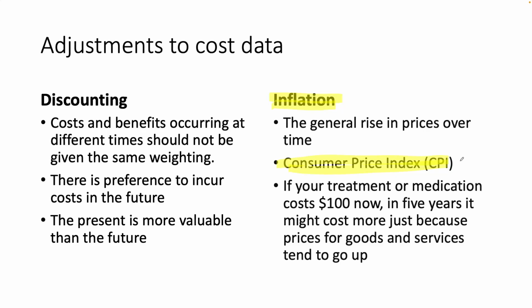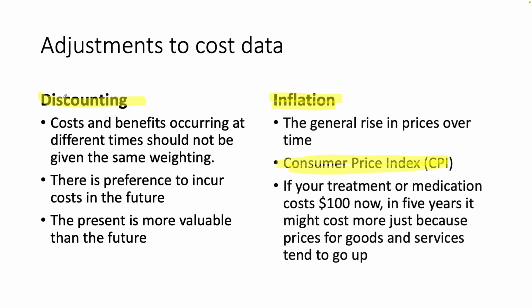This is from the Bureau of Labor Statistics. There's an overall consumer price index, but they can also break it down by the individual sectors involved. So you can actually use a healthcare sector version of the consumer price index to get all of your costs into equivalent years. But inflation is a little bit different than discounting.